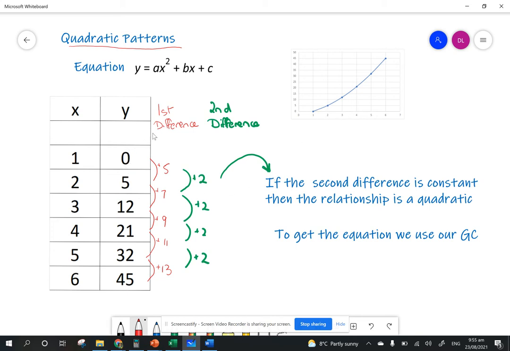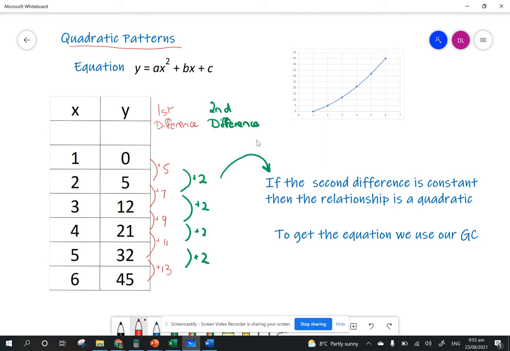So what do you do? You do the same thing. You do the first difference, and then you calculate those. I've done them here for you. The difference between 5 and 0 is 5. 12 and 5 is 7, 21 minus 12 is 9, and these ones here are 11 and 13. You notice that they're not the same, so therefore it's not a linear pattern.